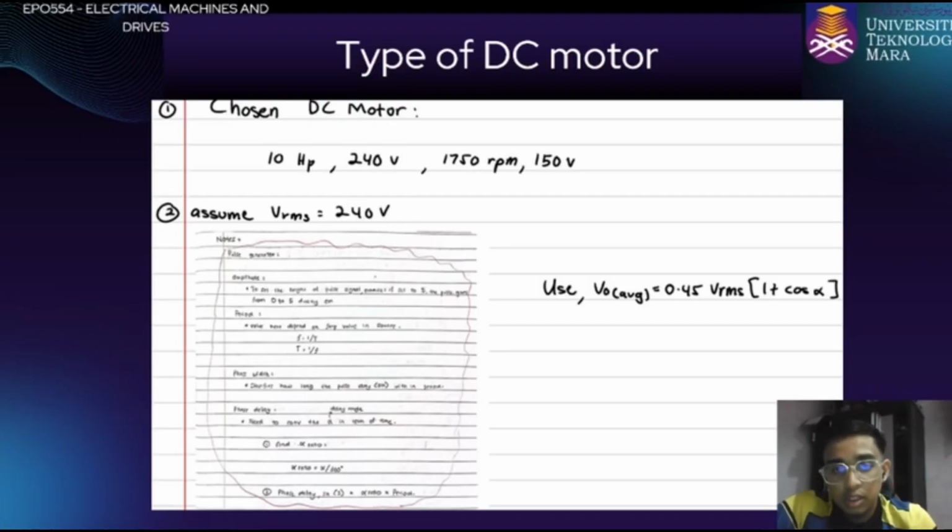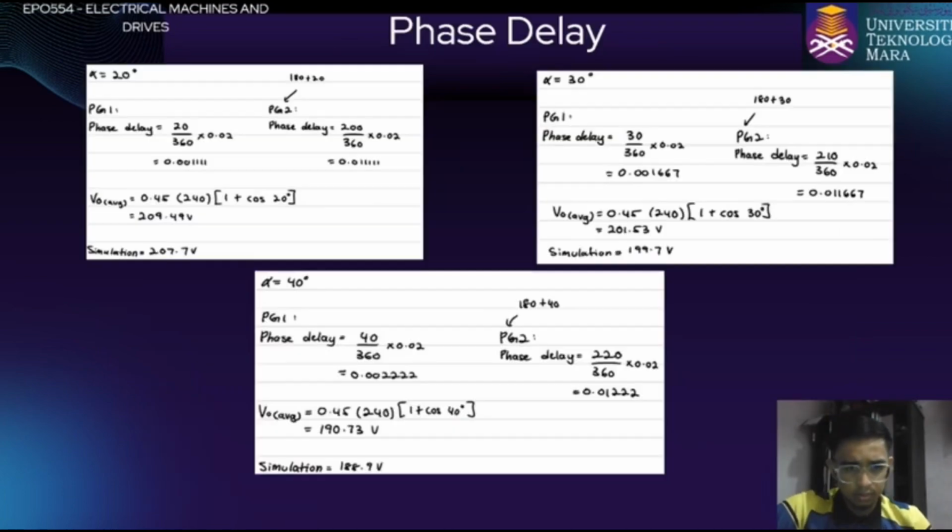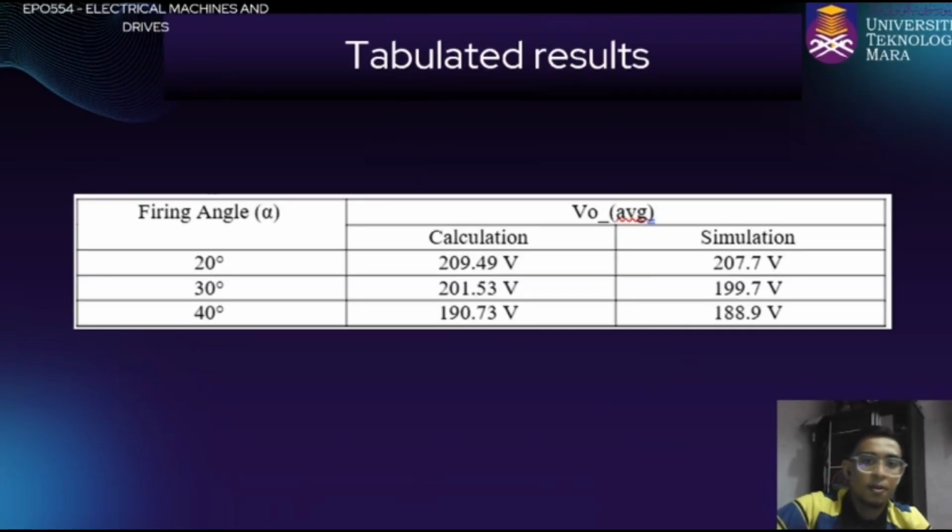The question is single phase half controlled. So we use this formula, that is V average equals 0.45 VRMS times (1 plus cos alpha). Here are the calculations for the phase delay to insert in the pulse generator in the simulation. And here are the tabulated results.